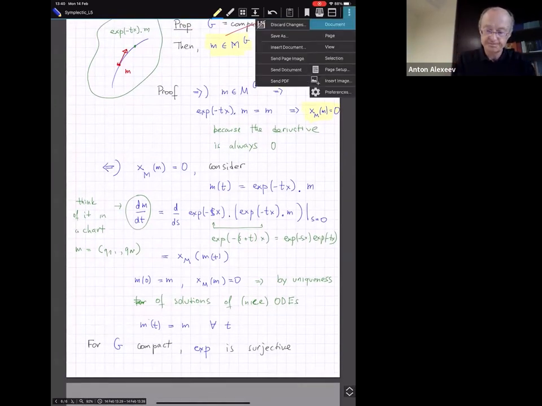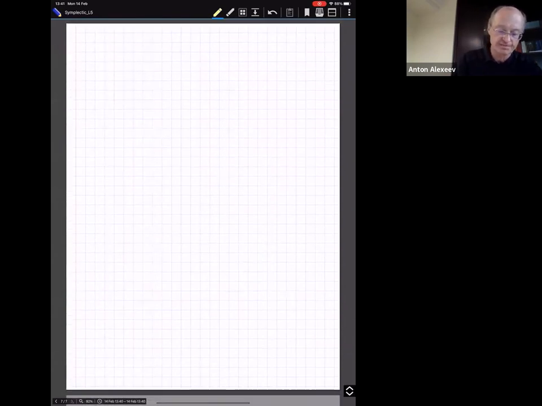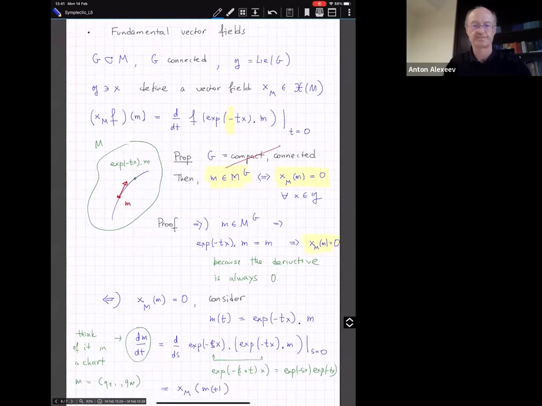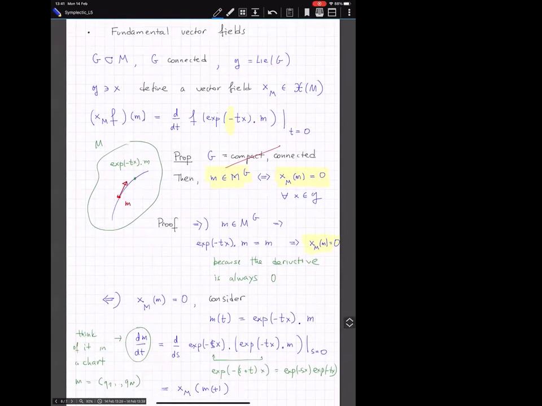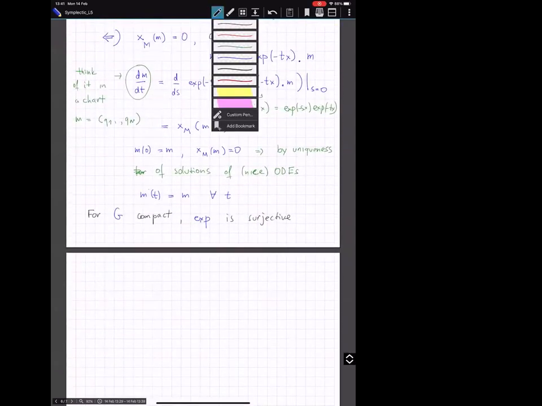Okay. So now let me, for some time, fall back to linear actions. Can we go back to fundamental vector fields, please? Sure. Yes. Is it possible to interpret this as some sort of push forward of x to M? Sure. Right. Yes. Maybe let me comment.